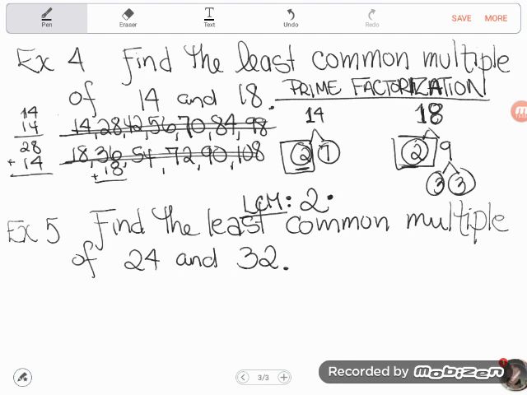Now notice I'm going to multiply factors together to build this common multiple. I put a little times sign after my 2. Okay, so 2 times.